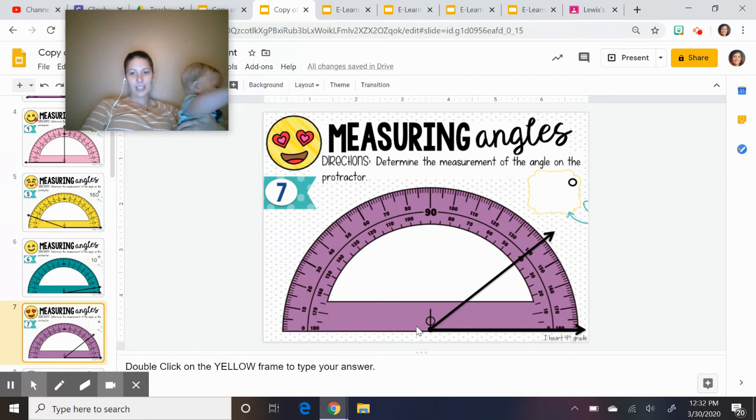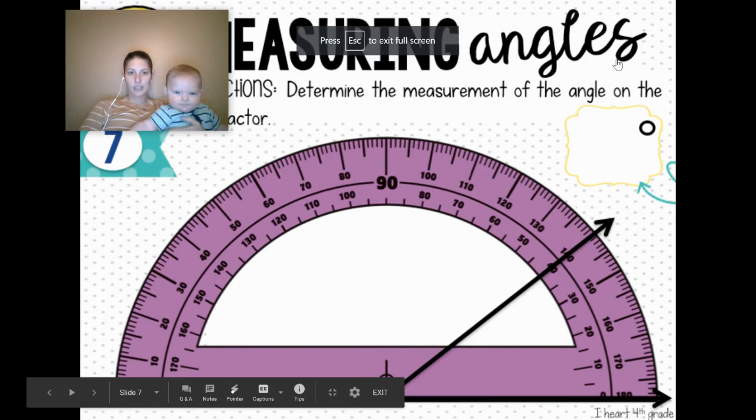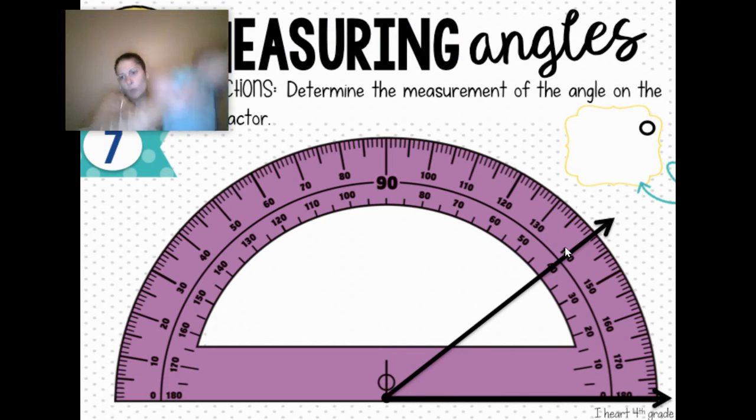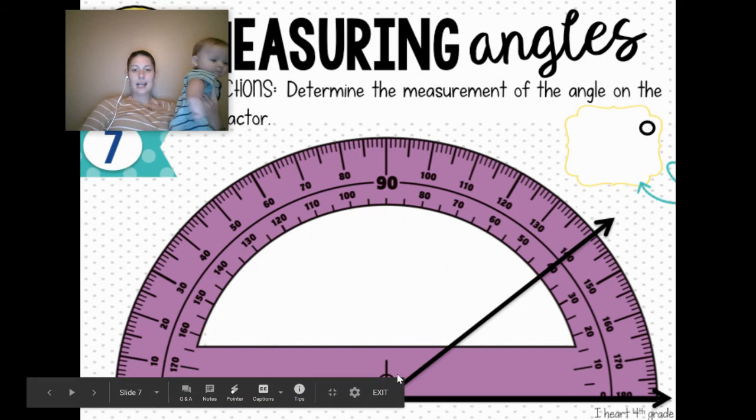All right, so look at the purple angle. You've got the bottom line lined up with 0, and you've got the top ray lined up here. Let's see what that measurement is. All right, so is this angle going to measure 40 degrees or 140 degrees? It's less than 90 degrees. Here's your 90-degree mark. So it's going to be 40 degrees.